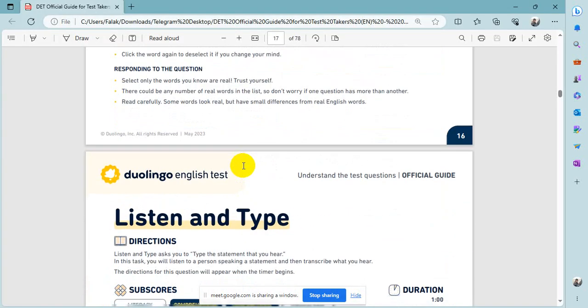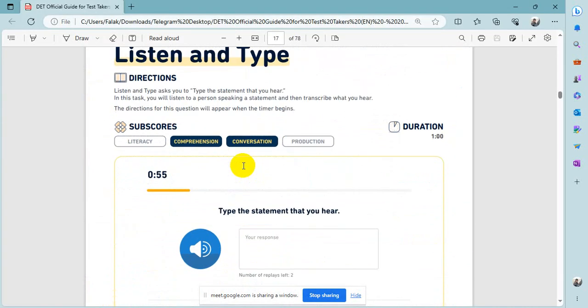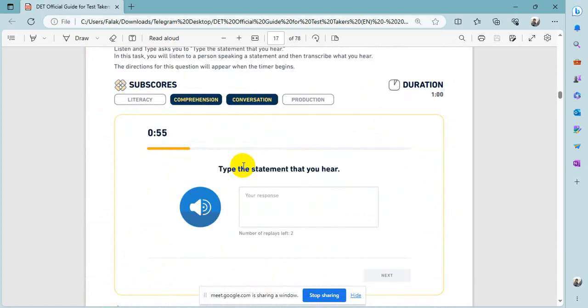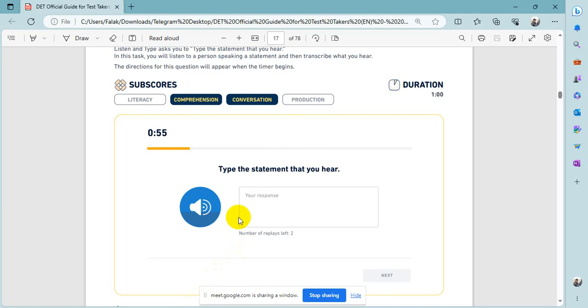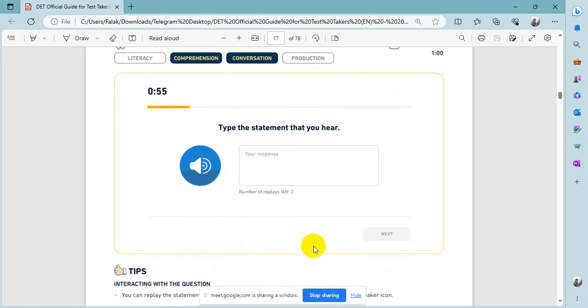The next question type was listen and type. In listen and type questions, they were saying a statement, a sentence, and there was a box and you were supposed to write that, okay? This question particularly asks you to write it in the box. They just tell you a statement and then they ask you to write it in the box, okay?